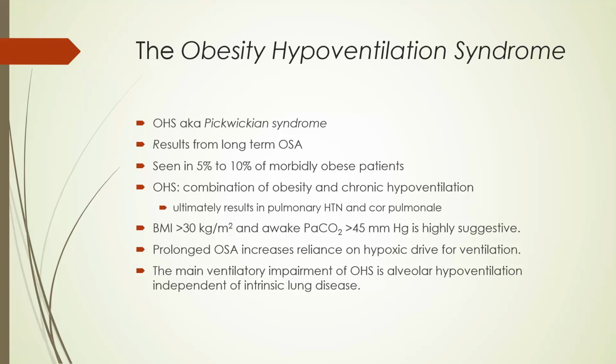Prolonged OSA also alters the control of breathing, leading to CNS-mediated apneic events and increasing reliance on hypoxic drive for ventilation. The main ventilatory impairment of OHS is alveolar hypoventilation, independent of any underlying lung disease. Other characteristics of OHS include daytime hypersomnolence, hypercapnia, hypoxia, polycythemia, and right ventricular failure can eventually ensue in these patients. They also have an increased sensitivity to the respiratory depressant effects of general anesthetics, opioids, and benzodiazepines.